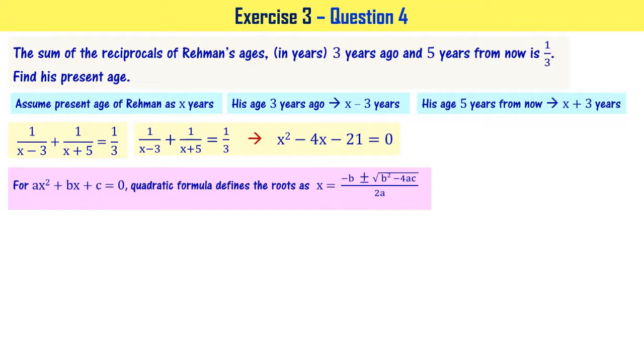To obtain the value of x using the quadratic formula, we have to know the values of a, b, and c. What are the values of a, b, c, right? a equal to 1, b equal to minus 4, and c equal to minus 21. Let's write that.